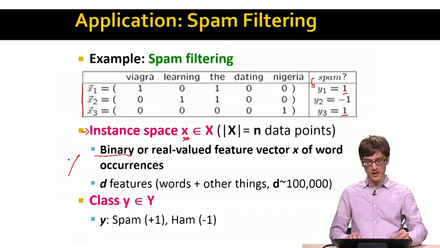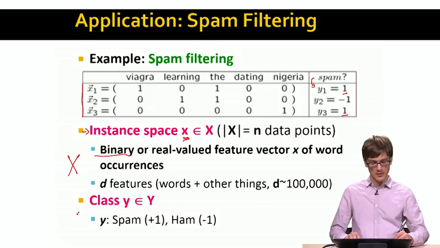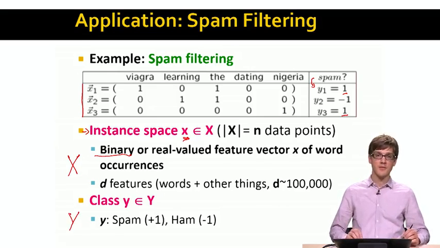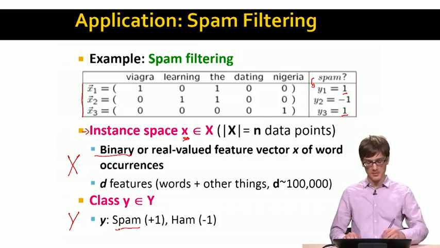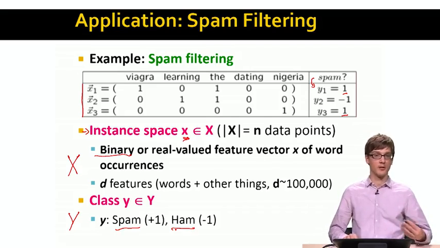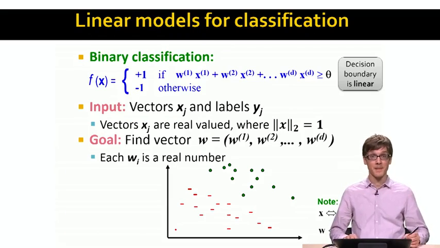Now, having described the instances x, the question is what is the class space, y. Our class is very simple. It's a binary variable, so it's a classification problem where we want to decide whether a given email is spam or whether it's ham, whether basically it's not spam.